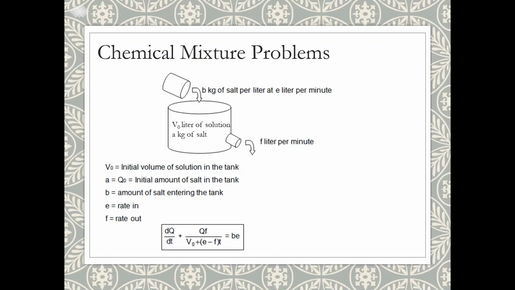By letting the capital Q be the amount of salt in the tank, dQ over dt is referred to as the rate of salt in the tank. dQ over dt is equal to the rate of salt that runs in minus the rate of salt that runs out of the tank. Therefore, to solve this problem, you need to apply the following formula: dQ over dt plus QF over V0 plus (E minus F) multiplied with t equal to BE. Bear in mind, you need to remember this formula, otherwise you cannot solve the problems.